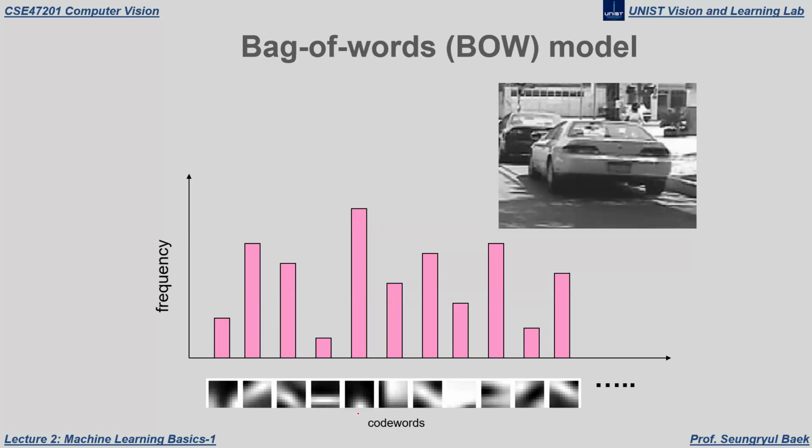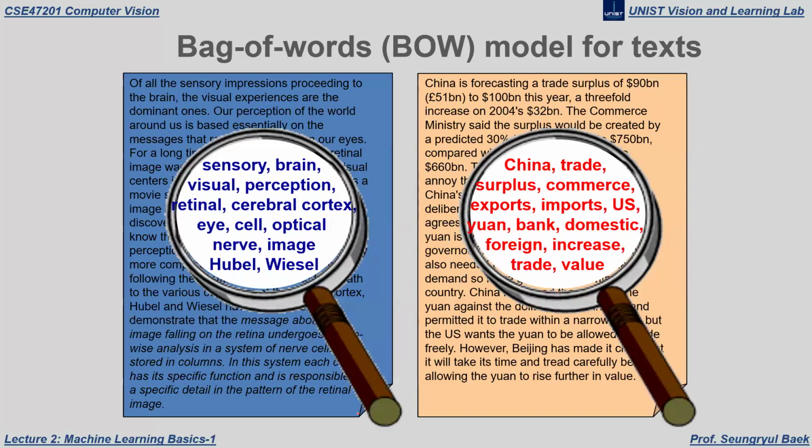The bag of words means, sorry, I mean, it was originally used to encode text signals. For the text, for example, the newspaper, there are some important words, and also there are unimportant words in the paragraph, right?